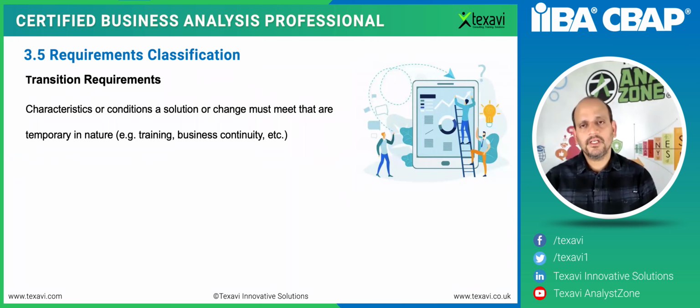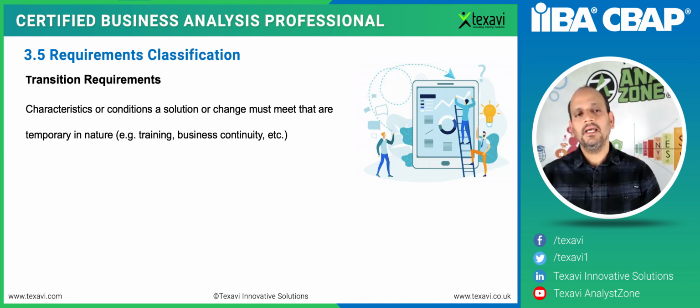And then the transition requirements. So we have seen three types of requirements so far, three categories. First, we've had a look at the business requirements. Then from the business requirements, we looked at the stakeholder requirements. Then we had a look at the solution requirements, which is about the functional and the non-functional aspects of the solution. And then the fourth type is basically the transition requirements.